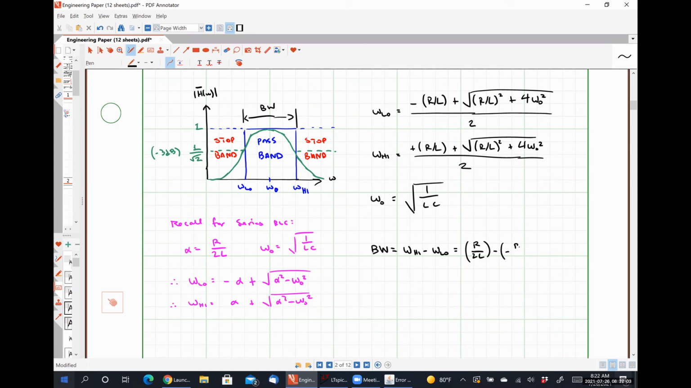Minus negative R over 2L is simply R over L. So that's our bandwidth for the circuit. So we actually now have enough knowledge to construct a very rudimentary circuit that could tune into a specific radio frequency.